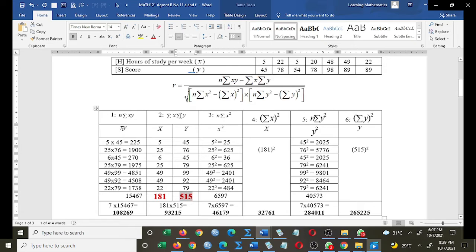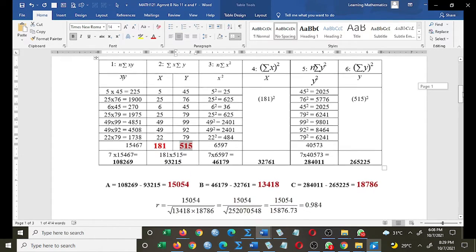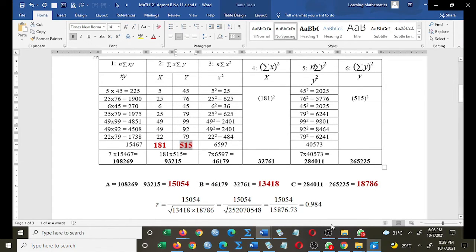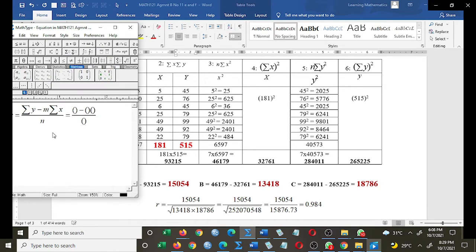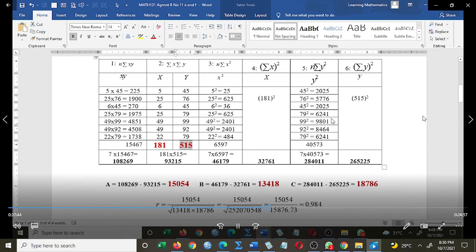The sum of x times the sum of y. You see 1, 2, 3, 4, 5, 6 numbers to complete the Pearsons. Very much explained in the YouTube videos. Check it out. Any questions, please let me know. Okay, so we have to put 515 there. What number comes in this bracket? This number is not there, right? Where are we to go for that number?